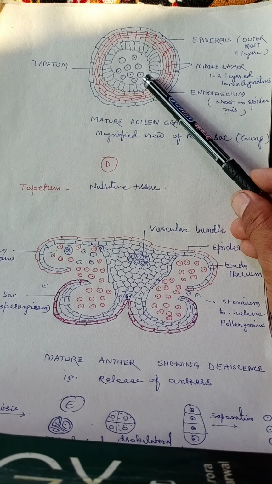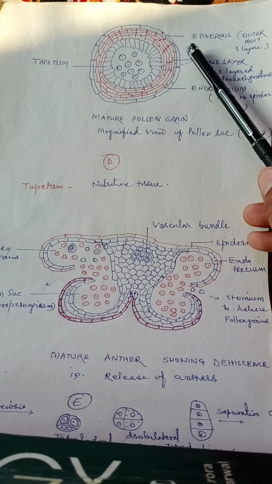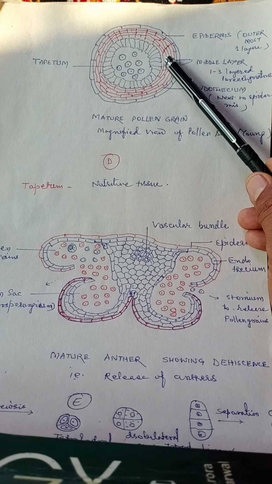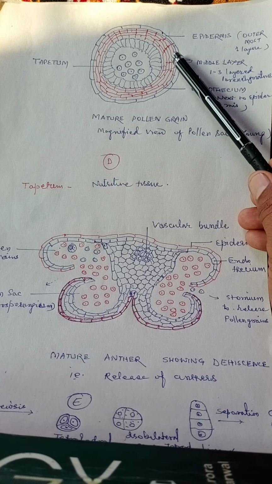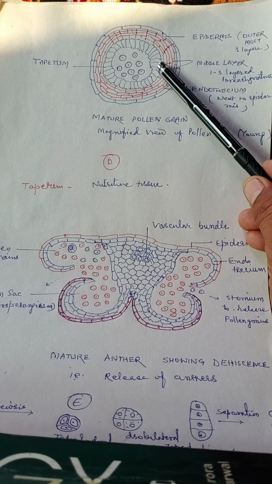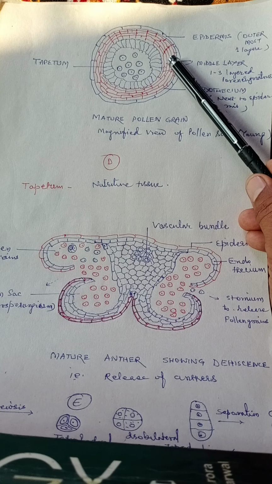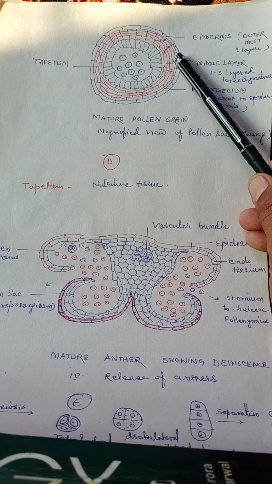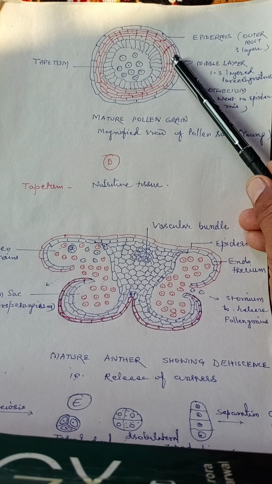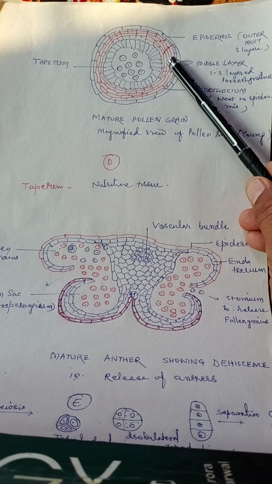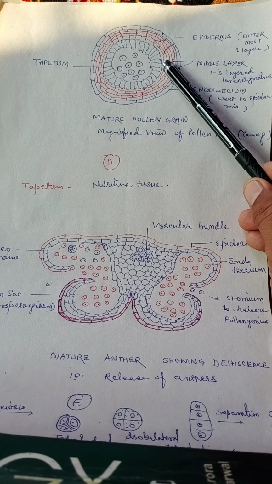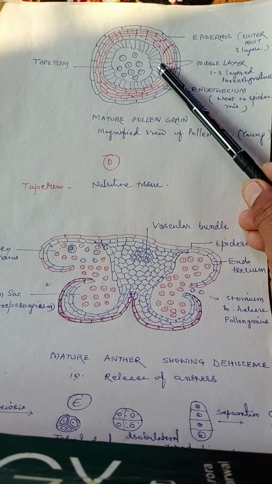So here one very important thing which every one of you must note, that is each pollen sac has four distinct layers of cells outside the pollen sac or microsporangium. The outermost epidermis, next to epidermis is endothecium, and next to endothecium 1 to 3 layered middle layer, and the last one, that is tapetum, a nutritive tissue.